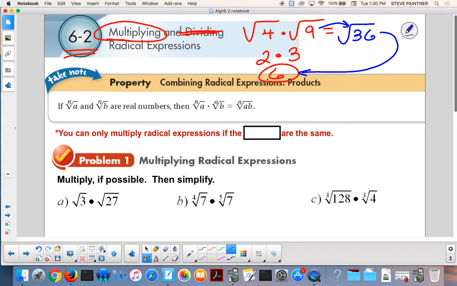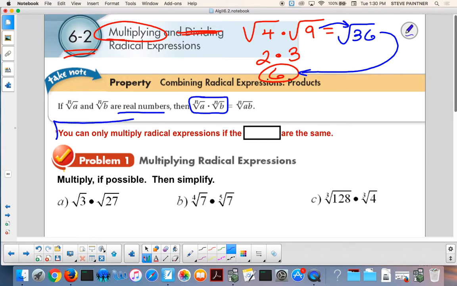And then they tell you this right here. If you have the nth root of A and the nth root of B, and they're real numbers, they have to be real. They can't be imaginary. Then, look, it says if you have the nth root of A times the nth root of B, it's just what? Nth root of A times B. And the nth root just means any root. But as long as the roots are identical, you can do this property.